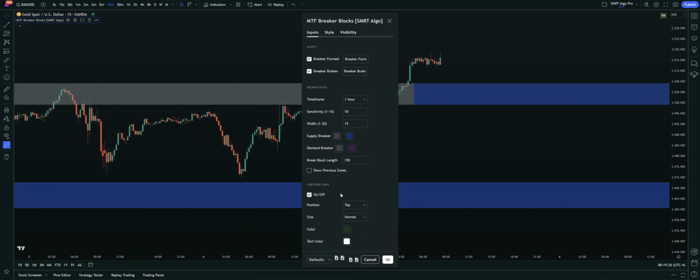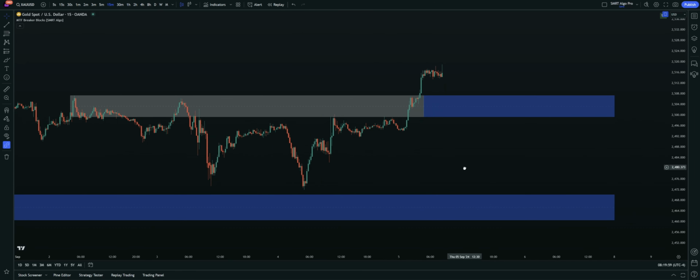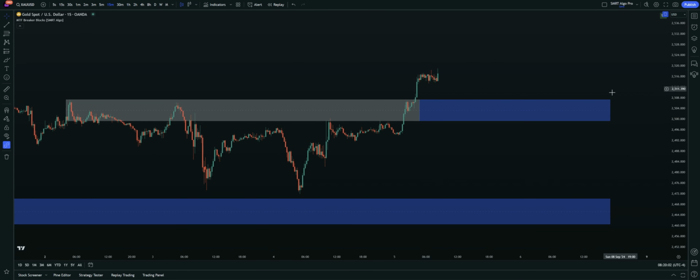You can turn the label on top right on and off, as well as change the position, as well as the size. And you can also show the previous zones that were mitigated. For example, if a breaker block is mitigated, it usually disappears after a while. But if you want to show those as well, you can turn this on. The breaker block length, this is how long or how far into the right the breaker blocks will extend. For example, right now it's set at 150. So that means that the zones will be extended to the right by 150 candles.